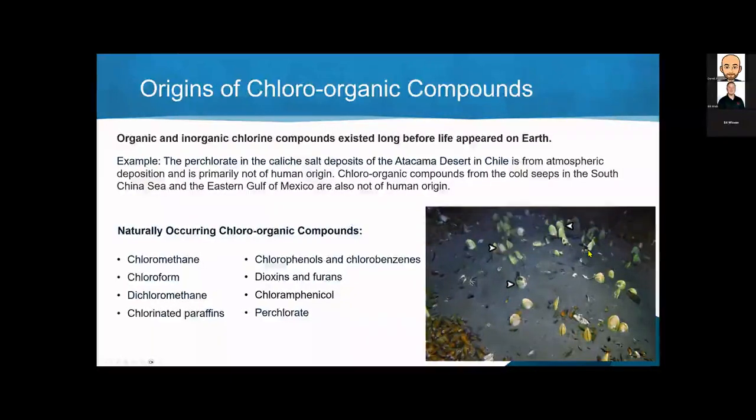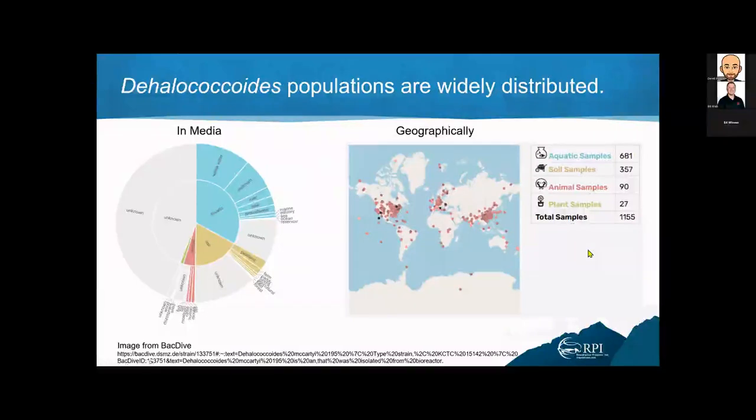These compounds occur widely. If you look in media, you can find chlorinated compounds in aqueous media, oceans, freshwater. You can find them in terrestrial media, forest, farms, rice paddies, etc. You can even find them on animal samples. And geographically, they've been found pretty much everywhere where people have looked. And this specific picture that I'm showing you now is for Dehalococcoides, which is an obligatory dehalogenator.